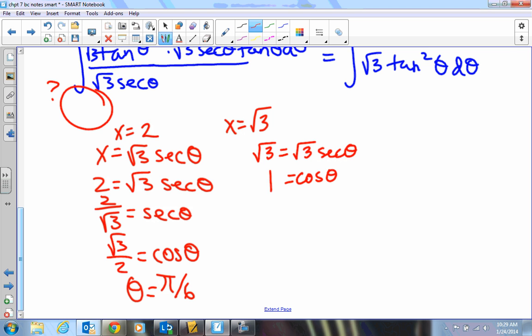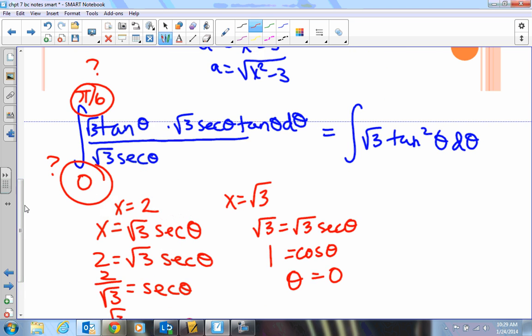Where does that happen? So this spot I get to put a 0. Now, this becomes a 7.3 problem. 1 minus secant squared. Secant squared minus 1. Sorry. Squared minus 1.